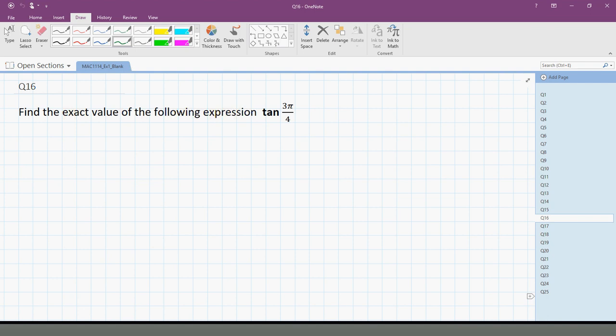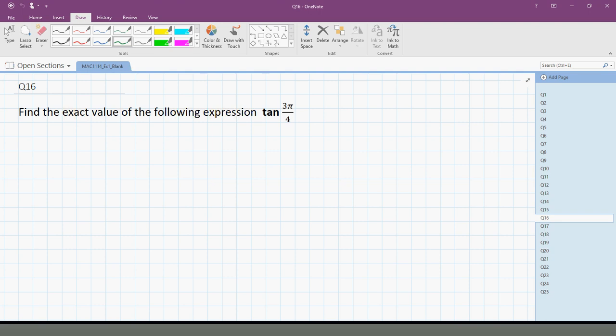All right, number 16. So find the exact value for this guy. Tangent 3 pi over 4. Now remember on your test I said I'm going to be giving you only the first quadrant. Only the first quadrant. So this is where in 9.6 we talked about reference angles. So we're going to be talking about a lot of reference angles here. So 3 pi over 4.